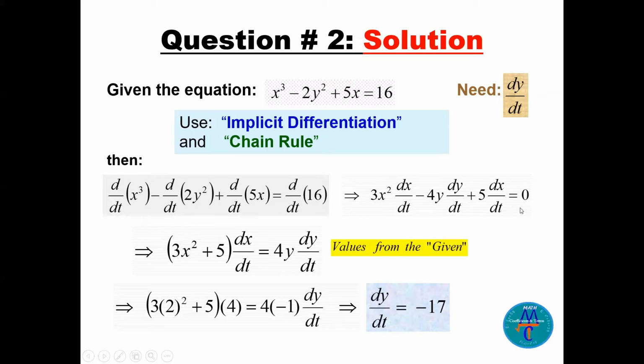the derivative of 16. Now here we can take a common factor dx over dt and take this term, minus 4y dy over dt, to the other side. Now we have 3x squared plus 5. So the x value is 2 and the y value is minus 1 and dx over dt is 4. We can take all these values from the given. So when you simplify, you get dy over dt is equal to minus 17.